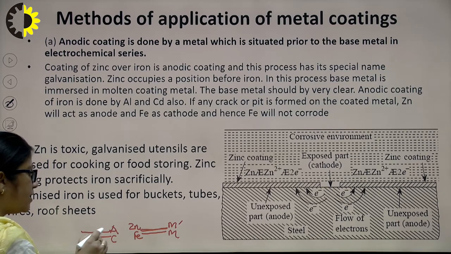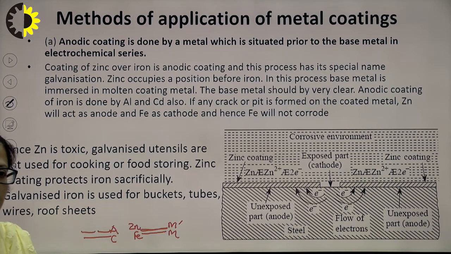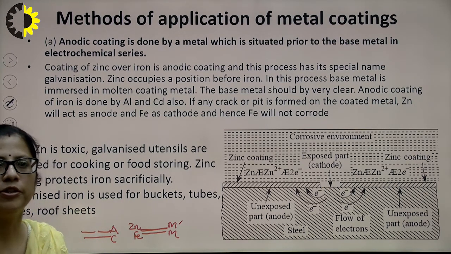So, always till the time this anodic coating is present, corrosion will not take place at the cathode or at the metal. Now, these anodic coatings also protect the underlying base metal sacrificially, and galvanized iron is used for buckets, for wires, for roof sheets.